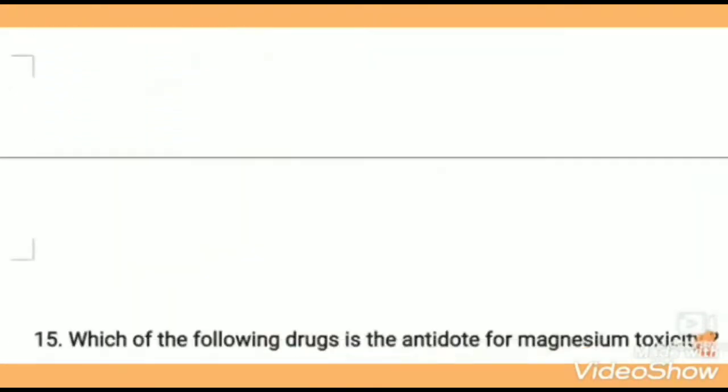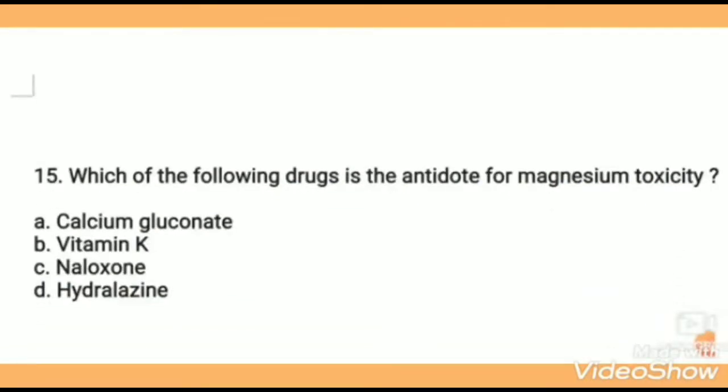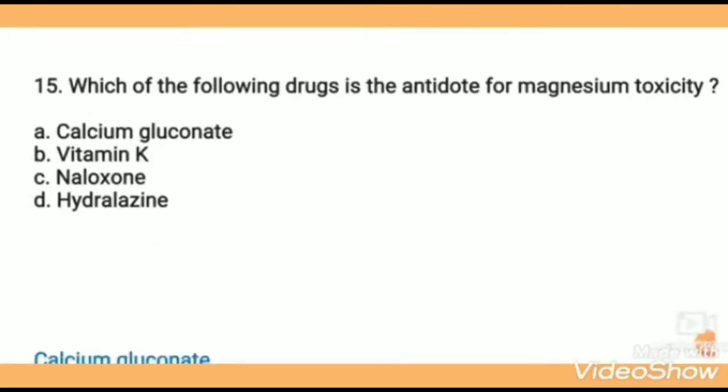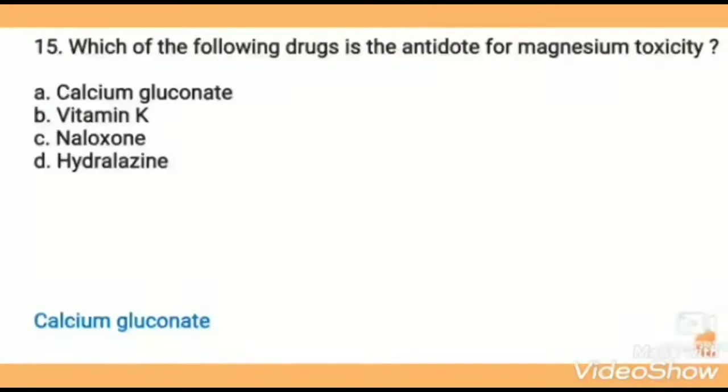Next question. Which of the following drugs is the antidote for magnesium toxicity? Calcium gluconate, vitamin K, naloxone or hydralazine? So, the correct answer, antidote for magnesium toxicity is calcium gluconate. Calcium helps to regulate the normal release and storage of neurotransmitters. It also reduces the amount of magnesium in the body.